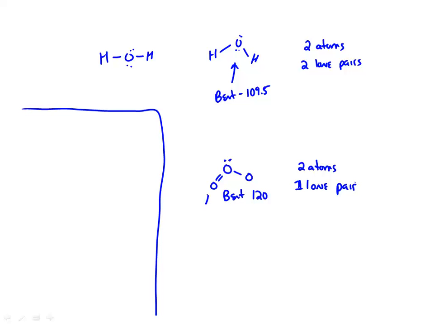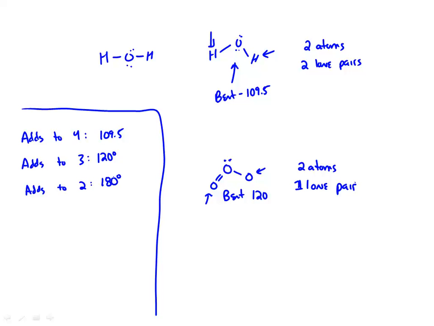The other way to realize: here's 1 atom, here's another atom. So it's bonds to 2 atoms, right? There's a bond to an atom and a bond to an atom, because we're talking about the shape around the central atom. The other way to remember it is that if everything adds to 4, then that's always a 109.5. If everything adds to 3, meaning bonds plus lone pairs, that's 120. And if it adds to 2, that's a 180. I think that makes sense.